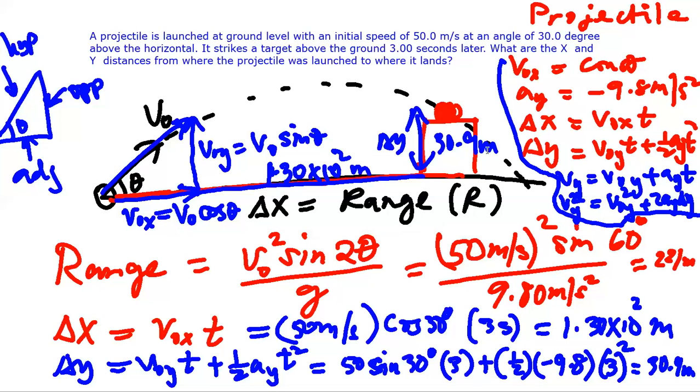So that's the solution to number 25. The projectile landed 130 meters horizontally and 30.9 meters vertically from the launching point. And if you find the resultant of those two, you will get 221.